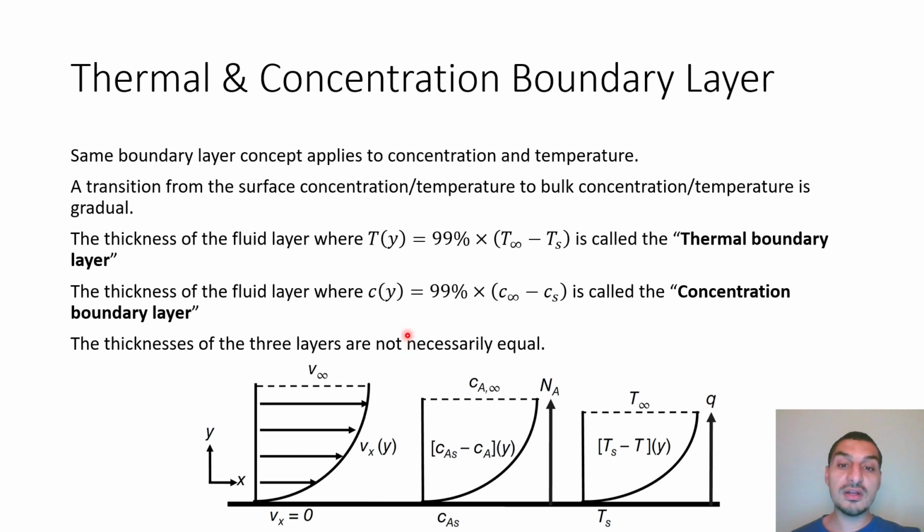This is very relevant because, as we said, the three systems have three transitions from 0 to maximum, or from minimum to maximum. In this case, we will have a boundary layer for temperature and a boundary layer for concentration. This is what we call the concentration boundary layer. This is what we call the thermal boundary layer. This is the thickness where the change in concentration equals 99% of the maximum change in concentration. The same for the thermal boundary layer: it's the thickness where the change in temperature is 99% of the maximum temperature change, T infinity minus Ts.